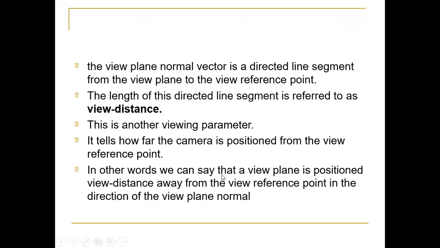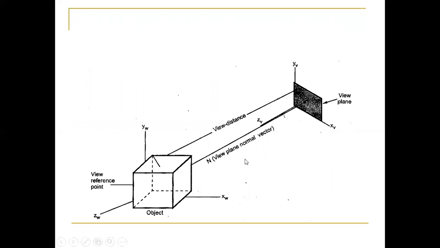In other words, we can say that a view plane is positioned view distance away from the view reference point in the direction of the view plane normal. So what we are saying is that the view plane is placed at a view distance away from the view reference point, in the direction of the view plane normal. So these are the different viewing parameters which will be used in three-dimensional viewing.